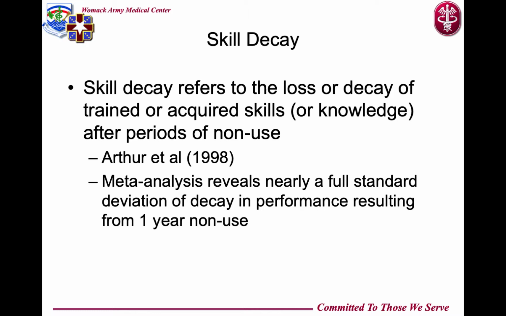So let's start with some definitions. The phenomenon, skill decay, refers to the loss or decay of trained or acquired skills or knowledge after periods of non-use. Notably, Arthur's meta-analysis examined the results of 53 articles within the skill decay and retention literature. It found that after a year of non-use, there was significant decay, and the average participant's performance was reduced by almost a full standard deviation.